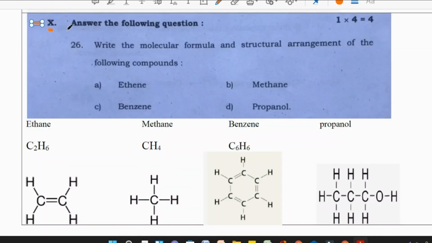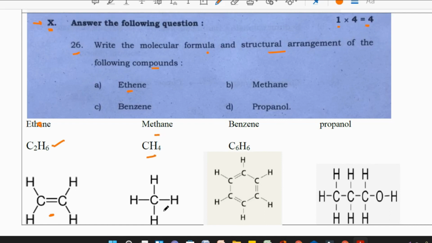Last section of chemistry, 10th section, answer the following question. One question, it is 4 marks. 26th question, write the molecular formula and structural arrangement of the following compounds. First, we'll discuss ethene. Ethene molecular formula is C2H6. Structural arrangement is this way.